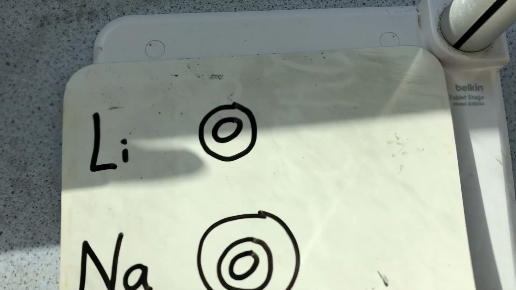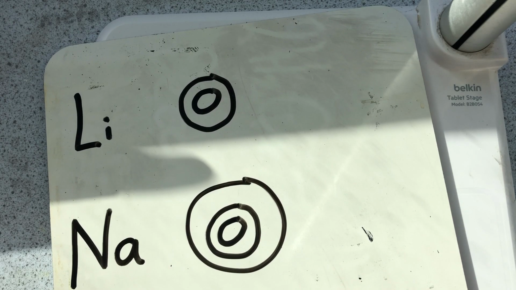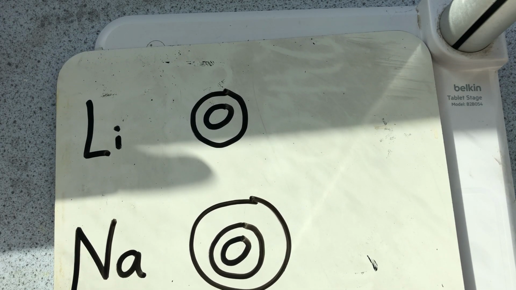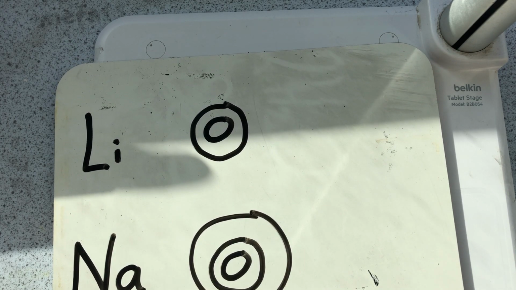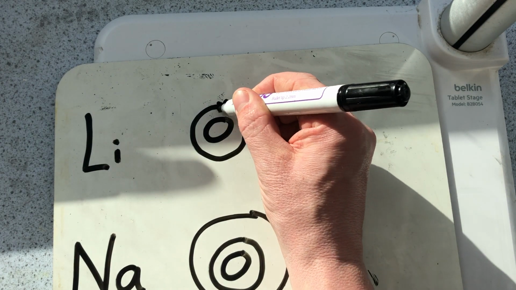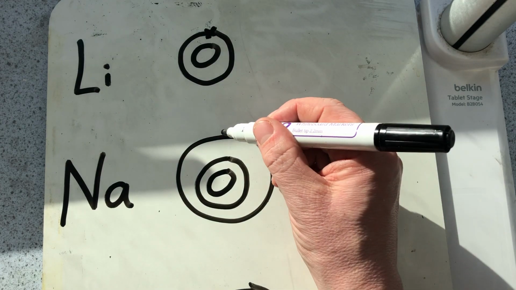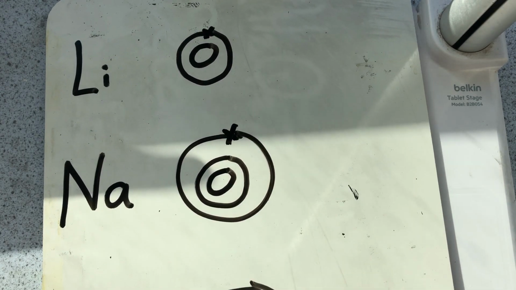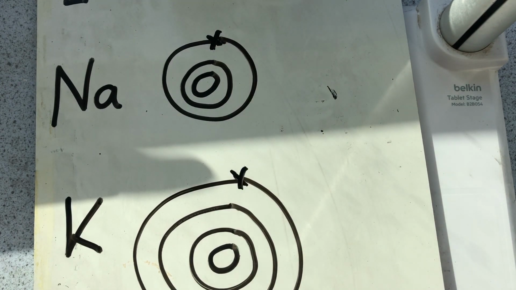In the exam, you need to remember the trend in reactivity as you go down group 1. Lithium is on the second row of the periodic table, so it has 2 electron shells. And we told you that it was in group 1, so it has 1 electron in the outer shell. Sodium also has 1 electron in the outer shell. And potassium has 1 electron in the outer shell.